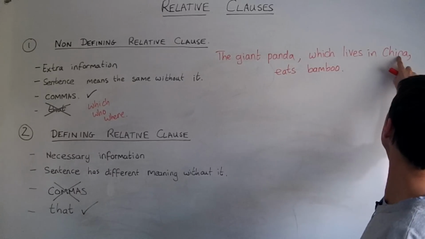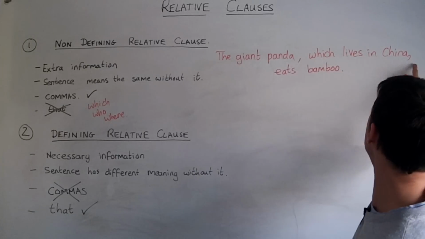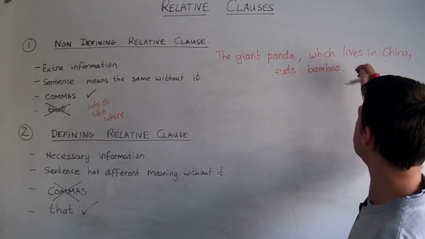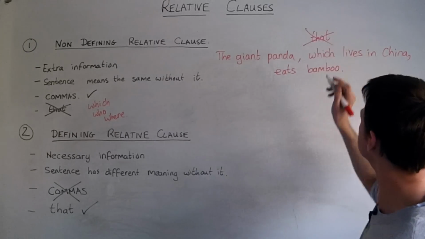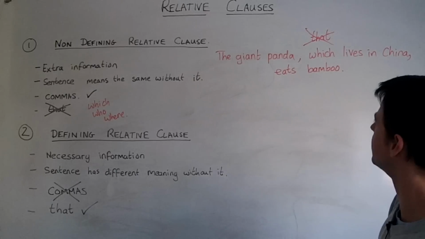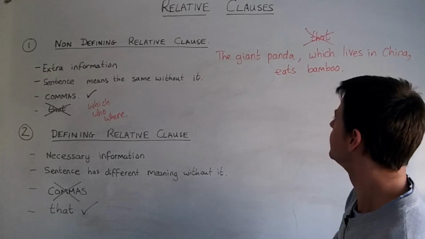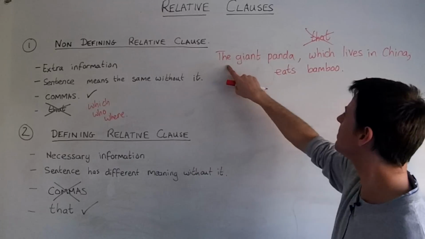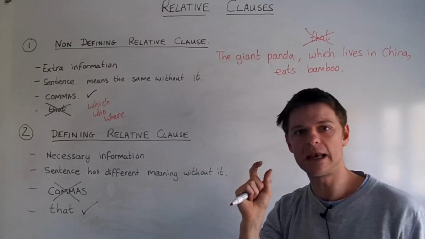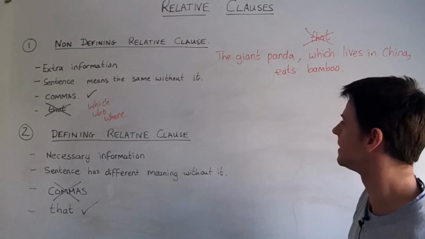So this extra information is separated with commas, and we cannot say that here. It is wrong. If you say the giant panda that lives in China eats bamboo, it's wrong. Really, this is non-defining because the giant panda is already defined. It's very clearly defined as the giant panda.